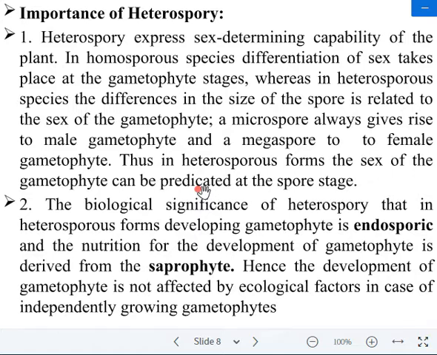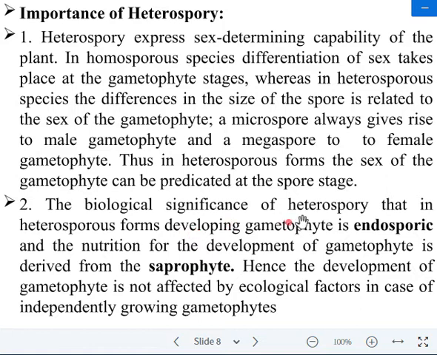As we know very well that always the microspore, which is smaller in size, on germination gives rise to male prothallus on which the antheridium is developed, in which the antherozoids are developed. So always microspore produces the male gametophyte. On the other hand, megaspore produces the female gametophyte.